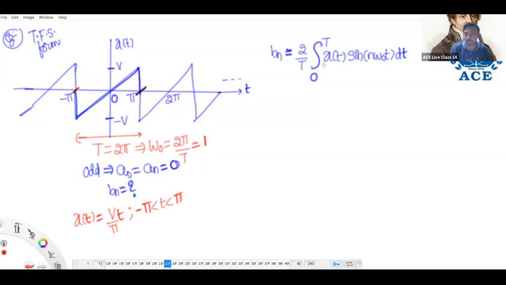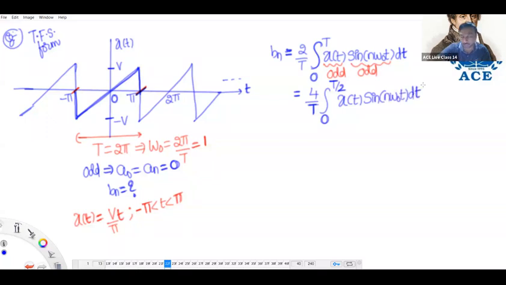In this problem, we can use another logic. The signal is odd, and sine is also odd. The product of two odd signals means even. The area under an even signal is 2 times the one-sided area. So 2 by T becomes 4 by T.